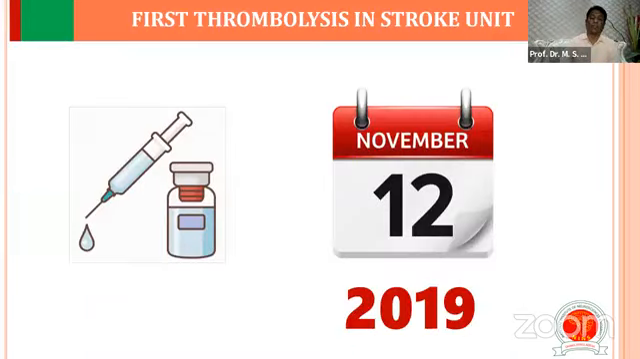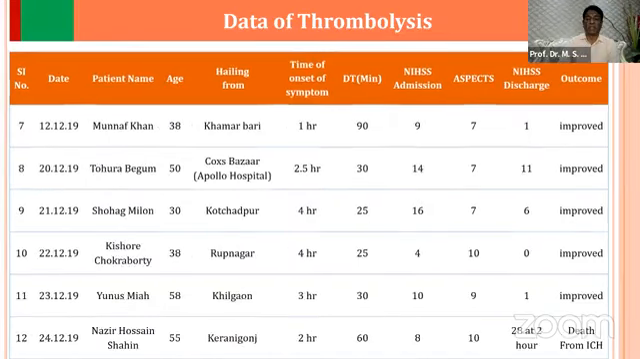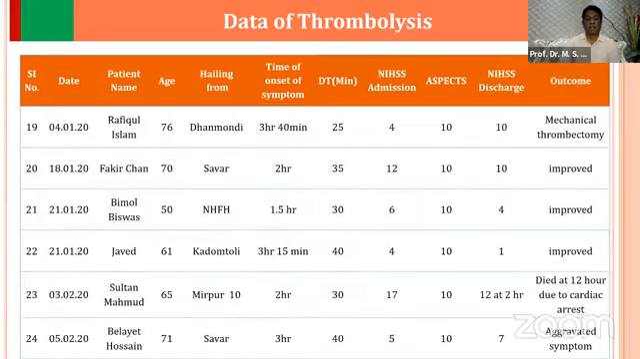Data of thrombolysis in our stroke unit. The first thrombolysis in the stroke unit at the National Institute of Neurosciences was on 12 November 2019. Here we can see the door-to-needle times: 15 minutes, 30 minutes, 25 minutes, 25 minutes. But our golden hour is 60 minutes. In our study, 40 minutes, 30 minutes.